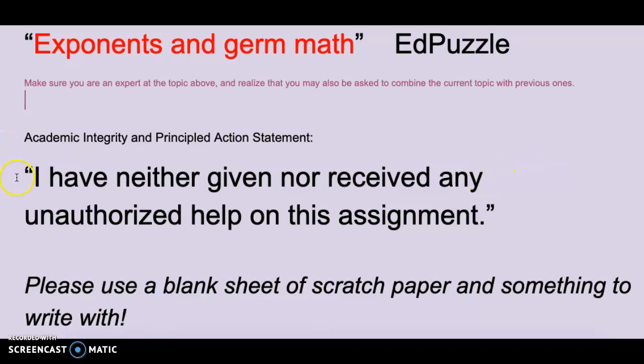So right now, go ahead and write what is in the quotes. I have neither given nor received any unauthorized help on this assignment.